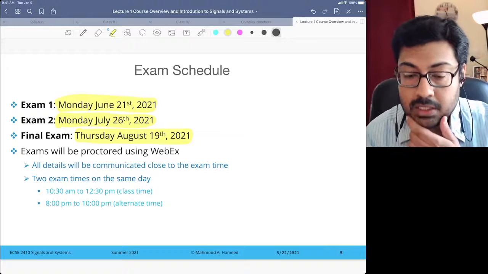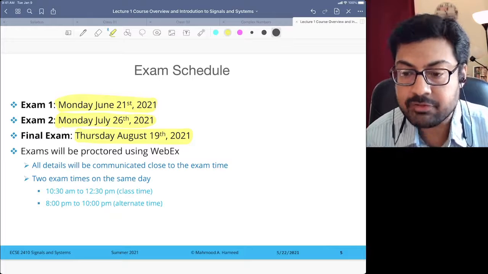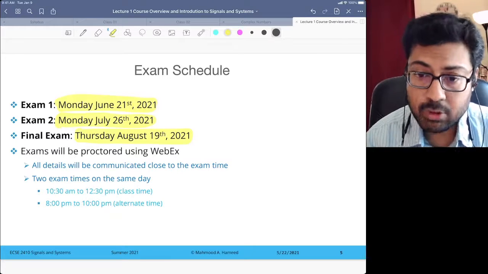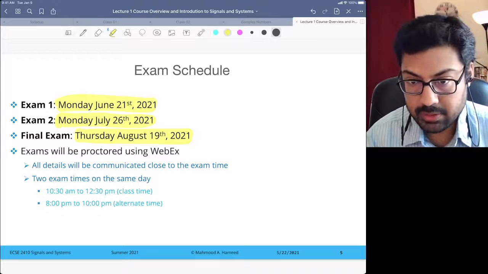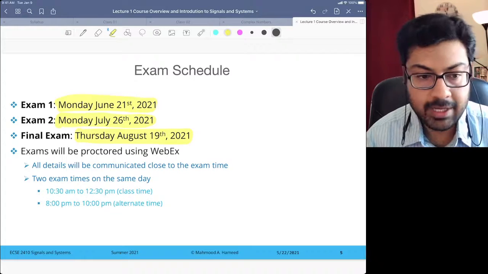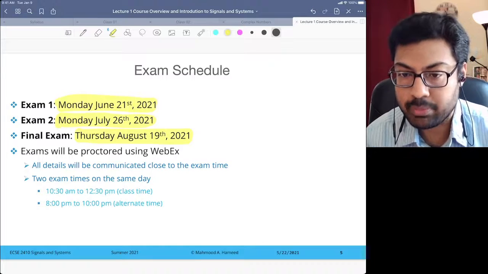Now, if you have extra time accommodations, please let me know ahead of time. Send me an email with your DSS note so that I can include that information to have the appropriate logistics for you.